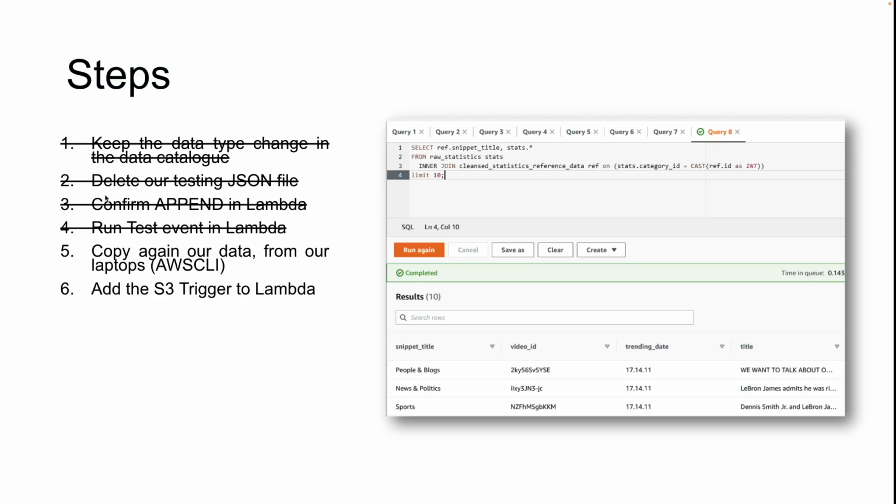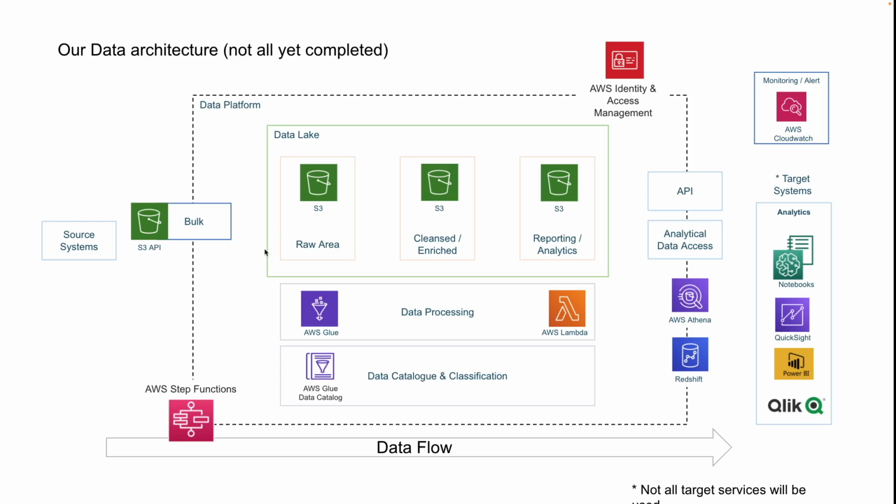Now we have done multiple things. We even added the trigger to S3 for the Lambda function. This is what everything looks like: we had some raw data, we processed that data, and now we have the CSV version converted into the Parquet version, uploaded into the clean bucket, and the JSON version converted into the Parquet version, uploaded into the clean bucket.